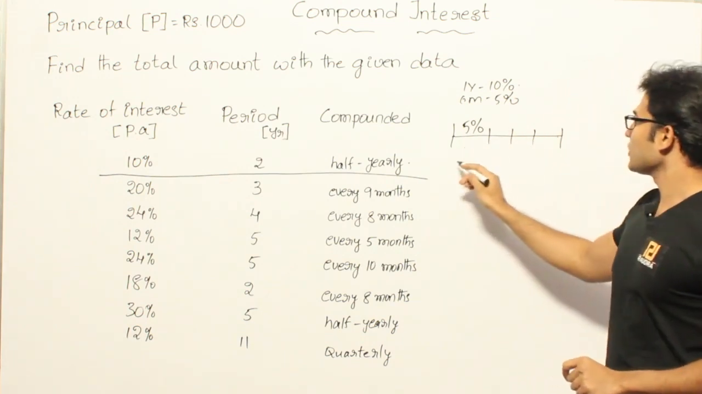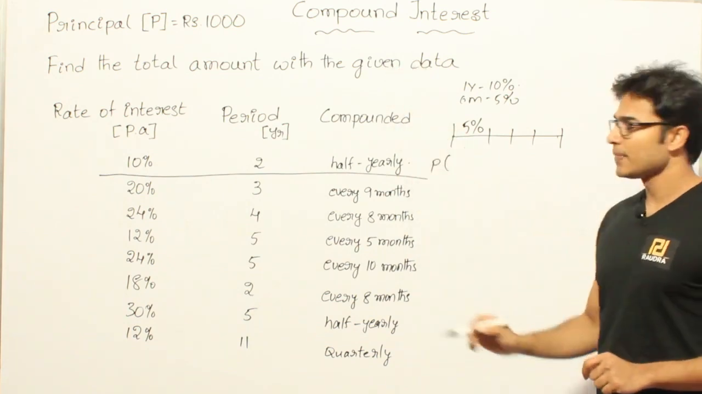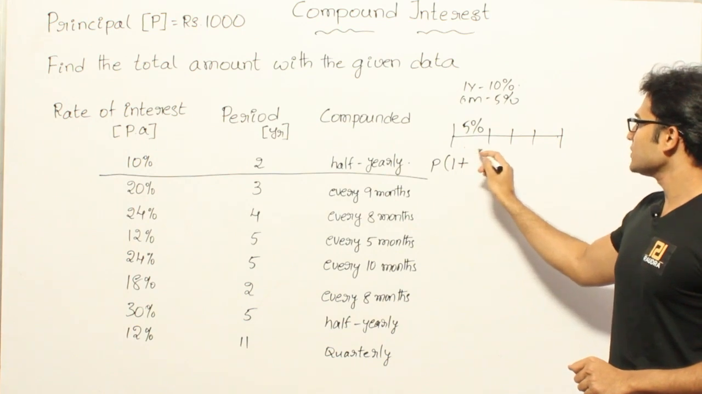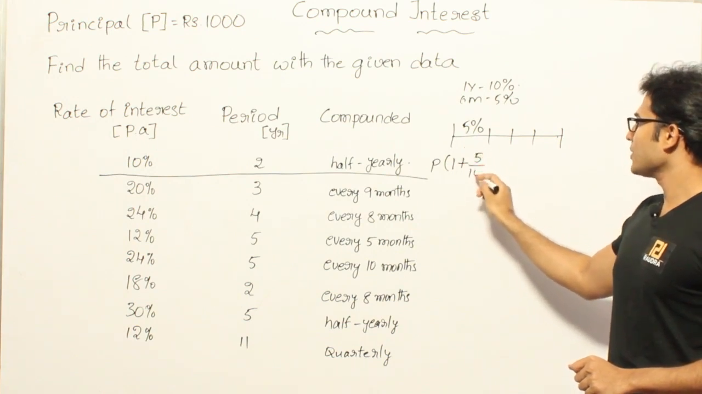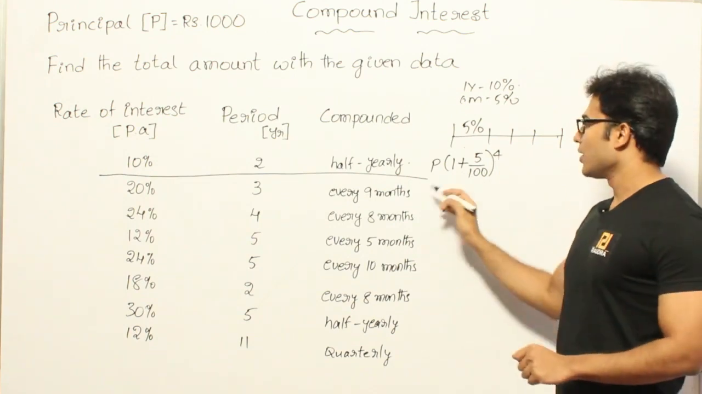Then what is the total amount? Amount is going to be P into, in place of P substitute 1000, P into 1 plus, what is the rate? 5 by 100. How many parts are there? 4. That is how you are supposed to solve it, right? Okay, what about the next one?